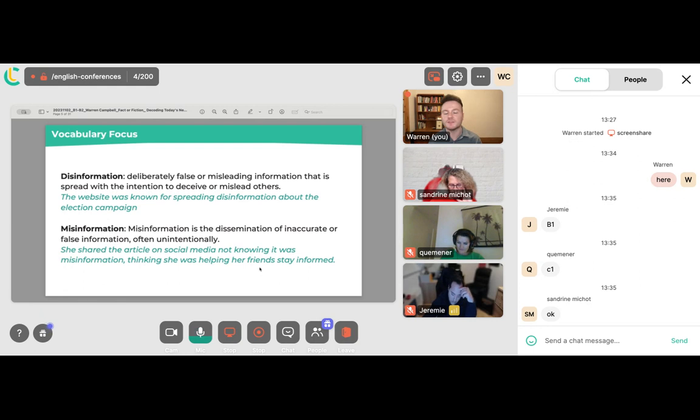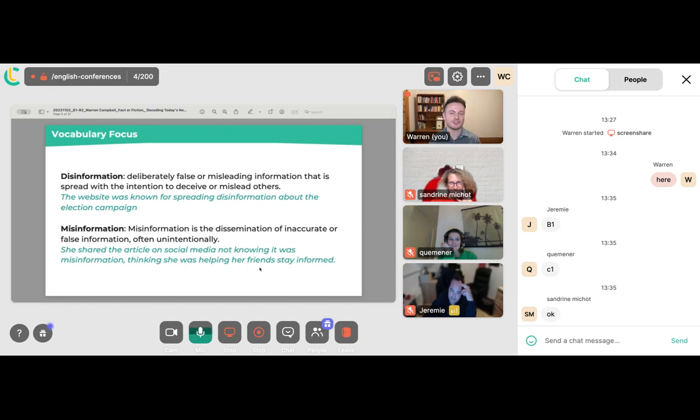Disinformation. Deliberately false or misleading information that is spread with the intention to deceive or mislead others. The website was known for spreading disinformation about the election campaign. Big news story a couple of years ago, I guess, in the United States, right?